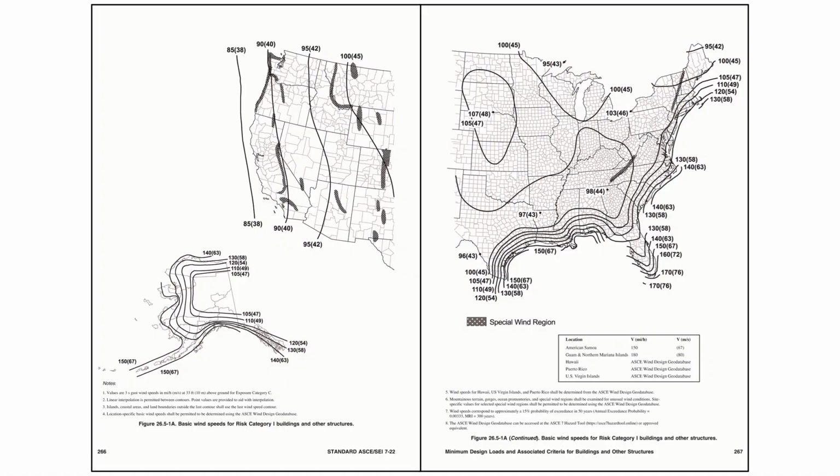With that, we can focus on the first set of mapped wind speeds in ASCE 7. Those are the wind speeds that are mapped for risk category 1 structures with a mean recurrence interval of 300 years or a 15% probability of exceedance in a 50-year period.